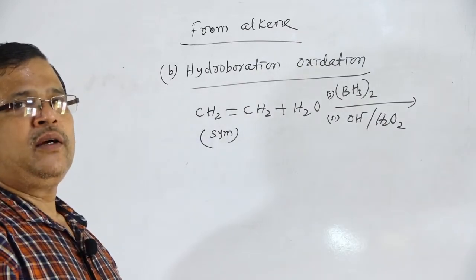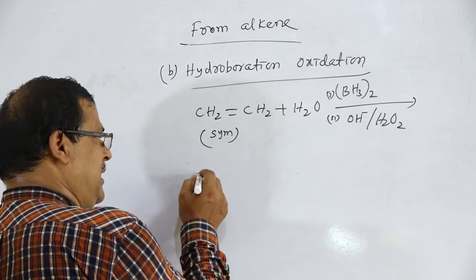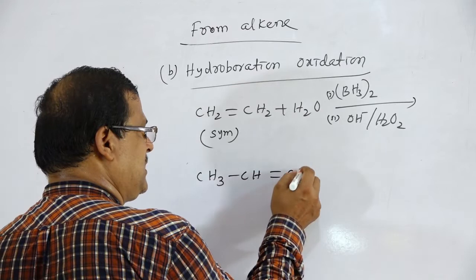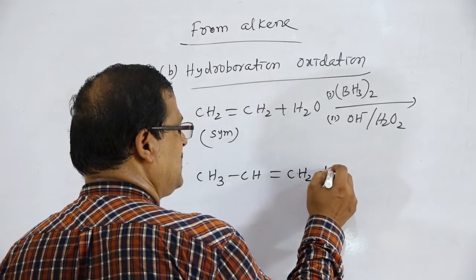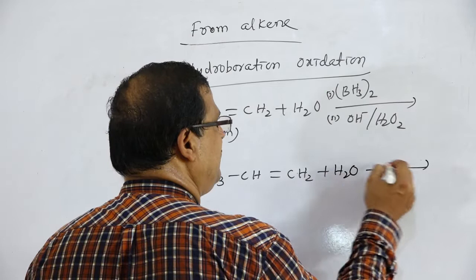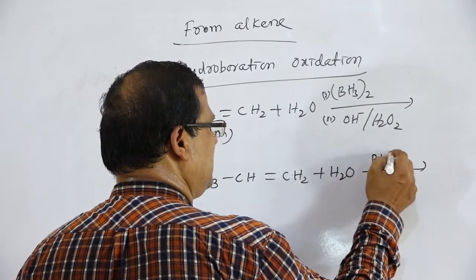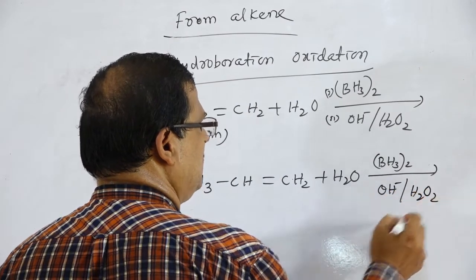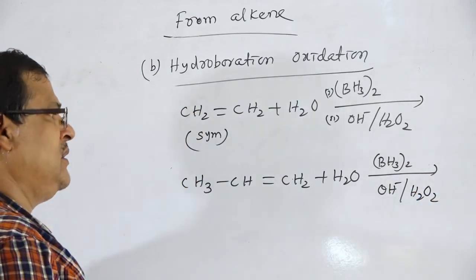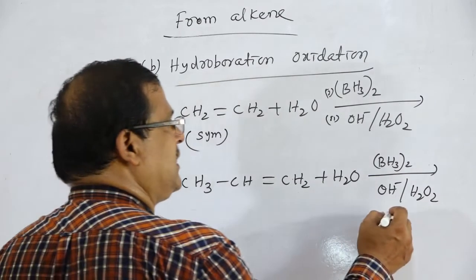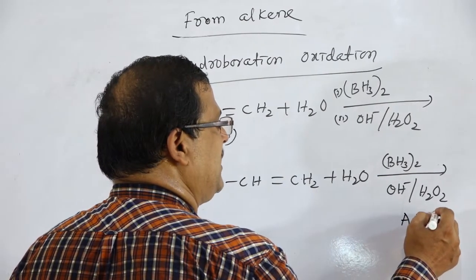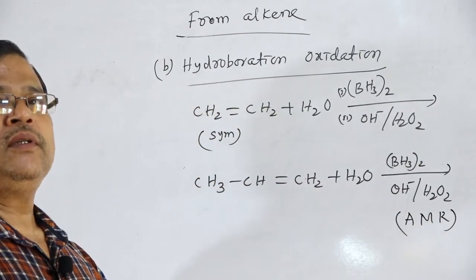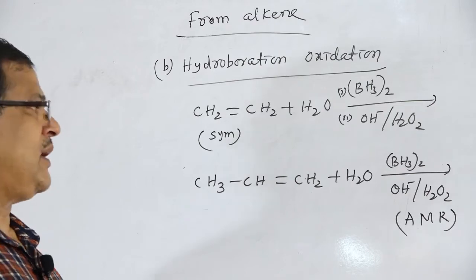Hydroboration followed by oxidation. This is symmetrical. If we take an unsymmetrical alkene, CH3-CH=CH2 plus water, with the same BH3 diborane, OH minus with H2O2, hydroboration, oxidation, this reaction takes place according to anti-Markovnikov's rule, that is the negative part will be added to that carbon atom which contains more number of hydrogen atoms.